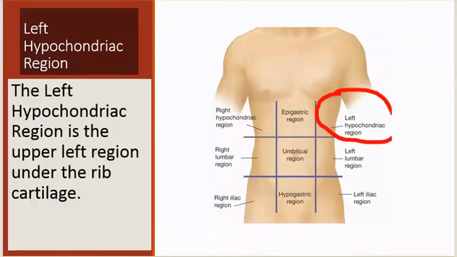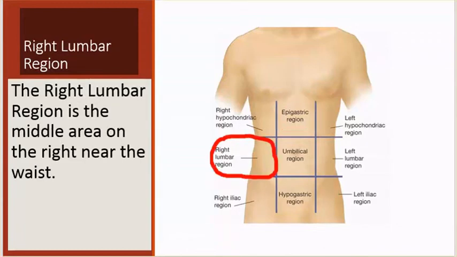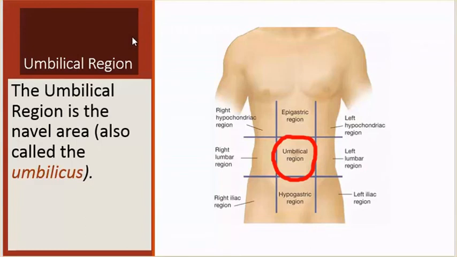The left hypochondriac region is the upper left region under the rib cartilage. The epigastric region is the area above the stomach. The right lumbar region is the middle area on the right near the waist. The left lumbar region is the middle area on the left near the waist. The umbilical region is the navel area, also called the umbilicus.